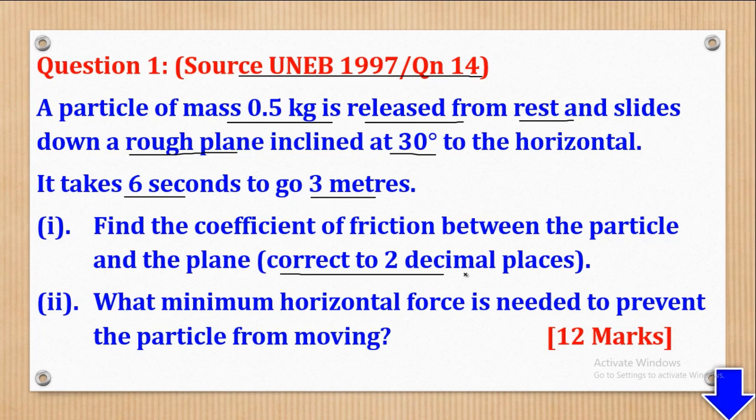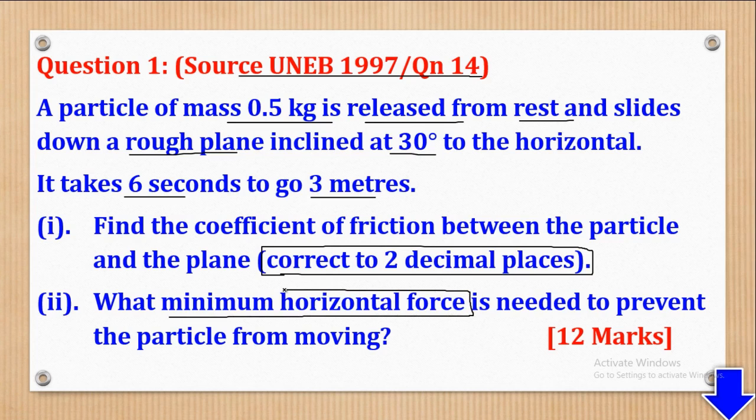Note here they have given us the accuracy, so at the end you have to remember to round off to 2 decimal places. Then part B, what minimum horizontal force? Remember, when you talk about minimum, it implies the particle is just about to slide downwards. So what minimum horizontal force is needed to prevent the particle from moving?